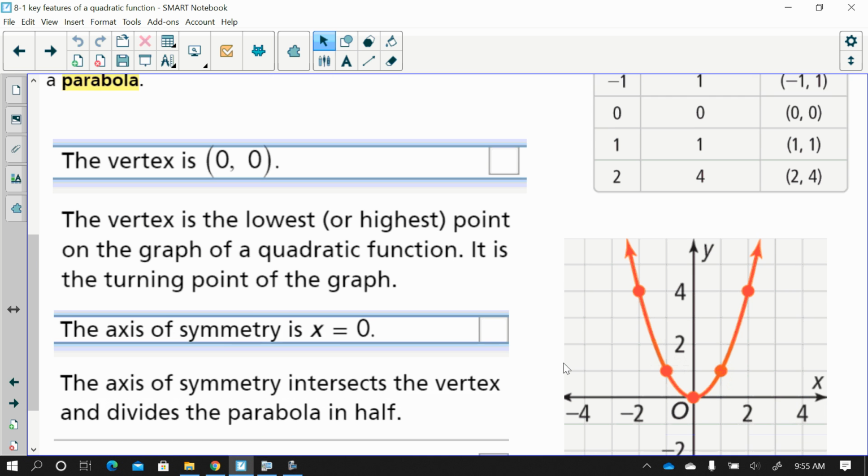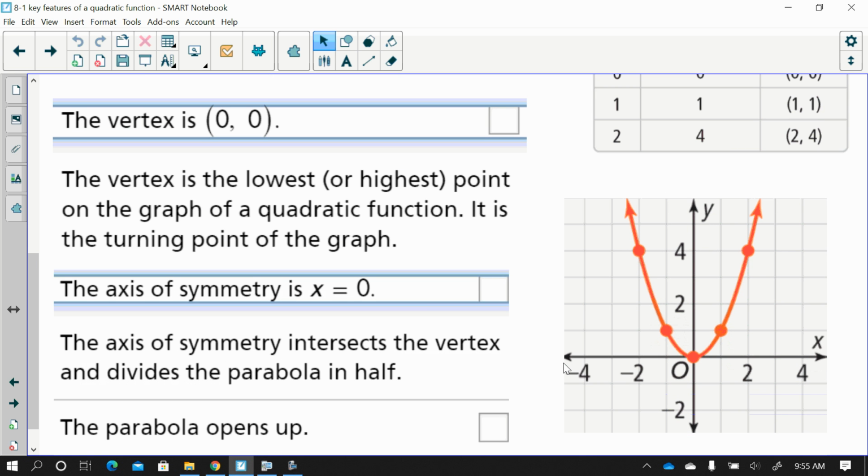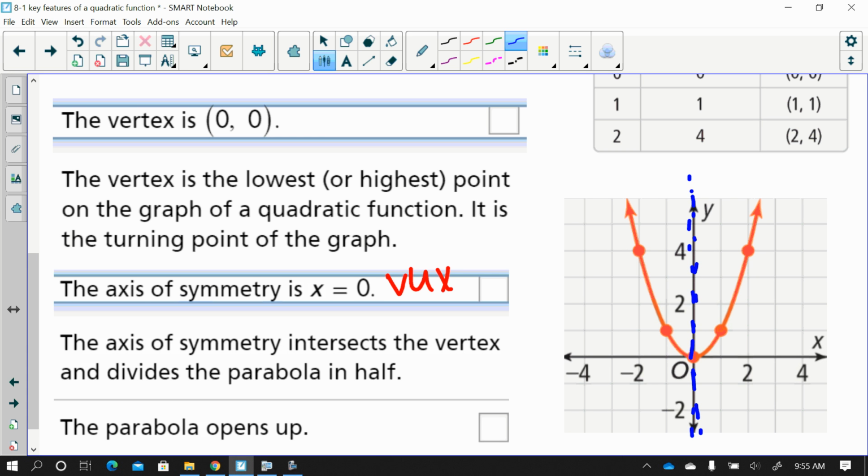We also have another characteristic called the axis of symmetry. The axis of symmetry is the equation x equals 0. Well, x equals 0 is just a vertical line. So x equals 0 looks like this. That's my axis of symmetry. Notice if I fold that parabola in half, it's reflected perfectly on the other side. It's symmetrical about this line. Notice this point is 2 spots away, and this point is 2 spots away. The axis of symmetry intersects the vertex and divides the parabola in half.